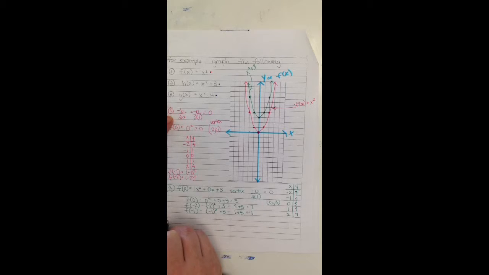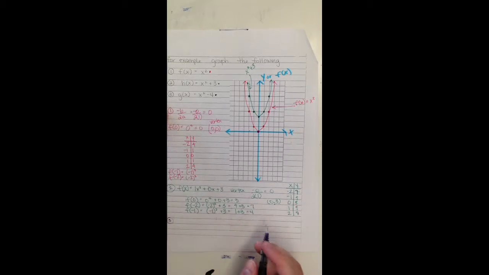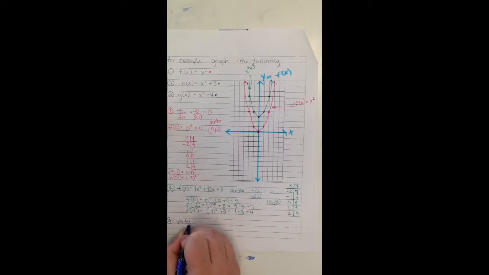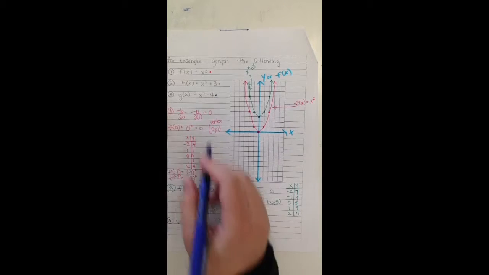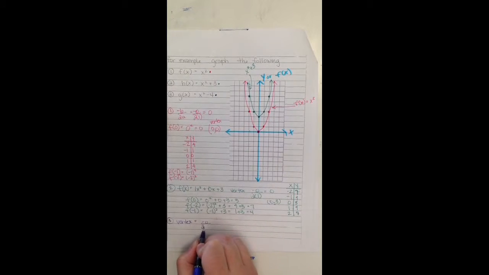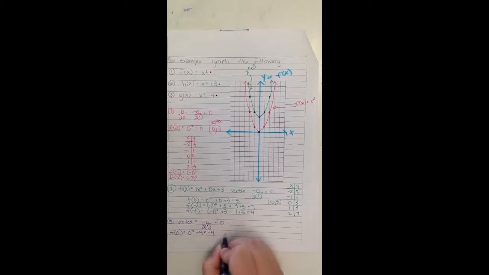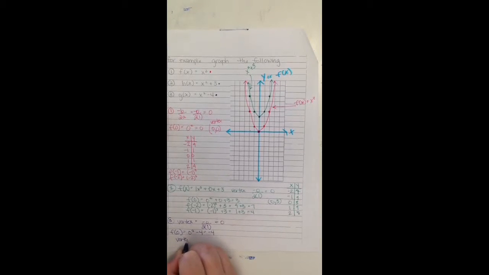So I have 3, which gives me my vertex of negative 0, because again I don't have a middle term, over 2 times a, which is 1. So I get 0. When I plug that in, f of 0 gives me 0 squared minus 4, and I get negative 4. So my vertex is 0, negative 4.